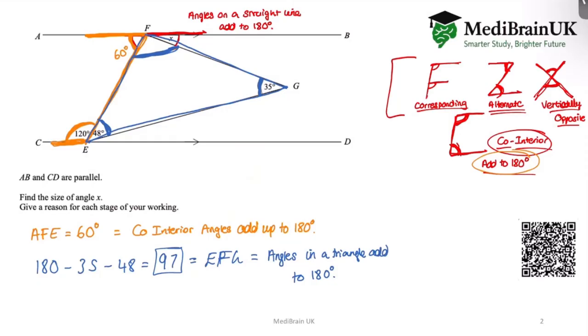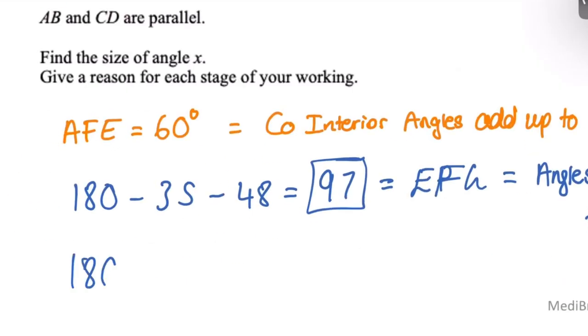And then finally, we need to work out what this x angle over here is going to be. We said that this flat line, angles on a straight line add up to 180 degrees. We know that this is 60. We know that this is 97. So we need to work out what x is going to be. It's going to be 180 minus 97 minus 60, and that's going to get you an answer of 23 degrees.